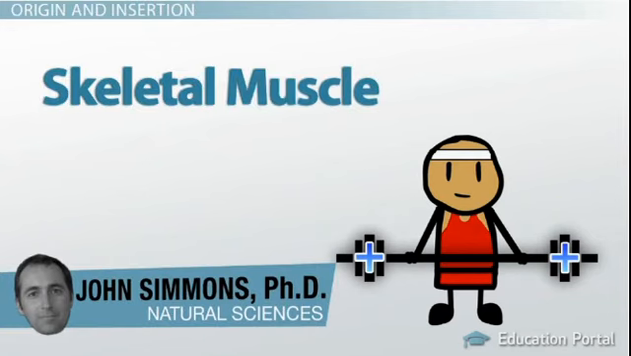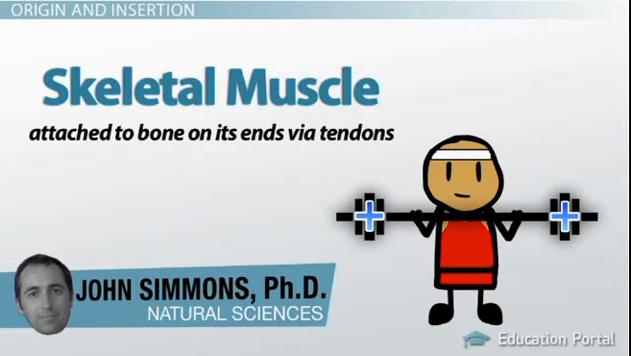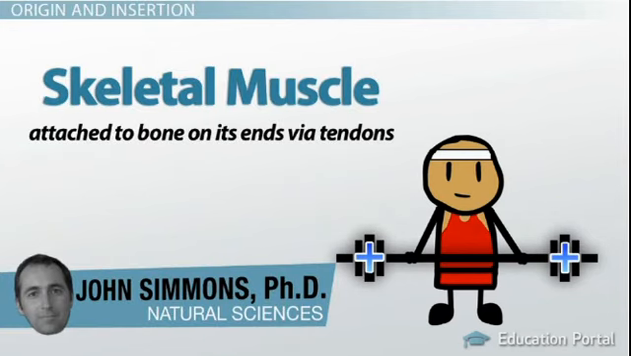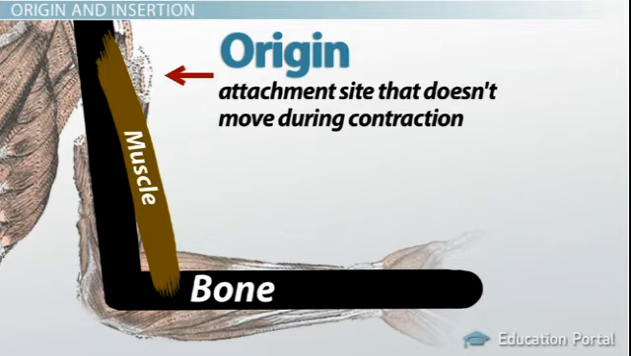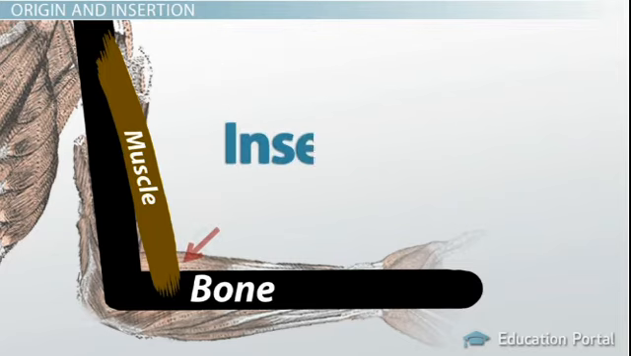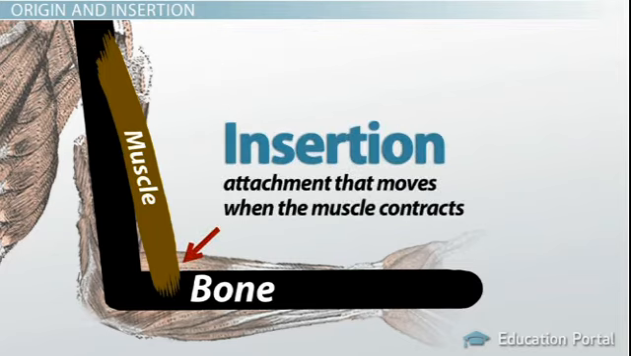Most skeletal muscle is attached to bone on its ends by way of what we call tendons. And as the muscles contract, they exert force on the bones, which help to support and move our body along with its appendages. In most cases, one end of the muscle is fixed in its position, while the other end moves during contraction. The origin is the attachment site that doesn't move during contraction, while the insertion is the attachment site that does move when the muscle contracts.